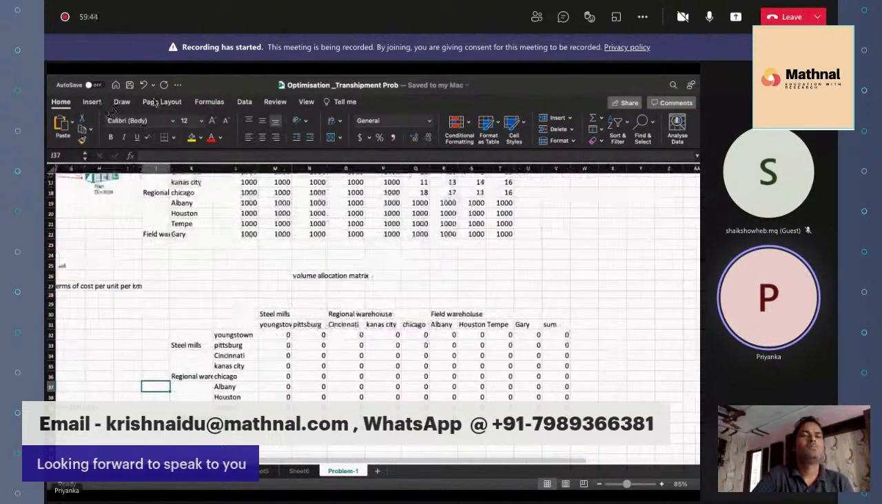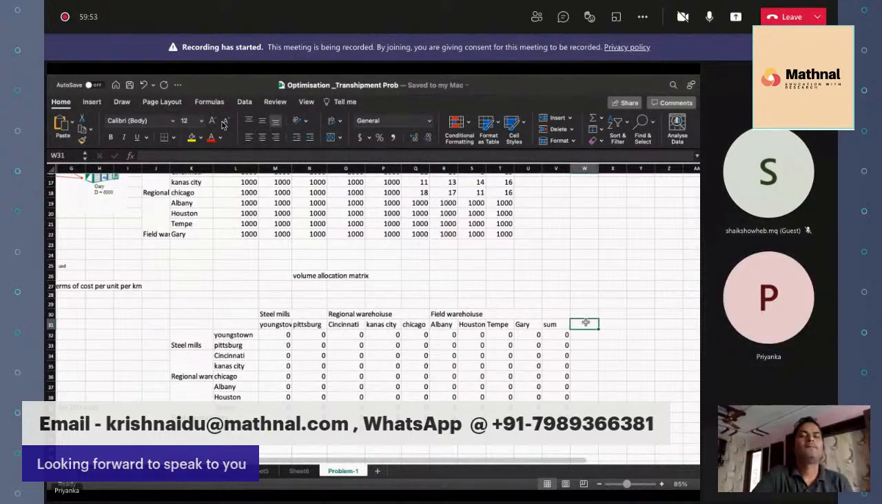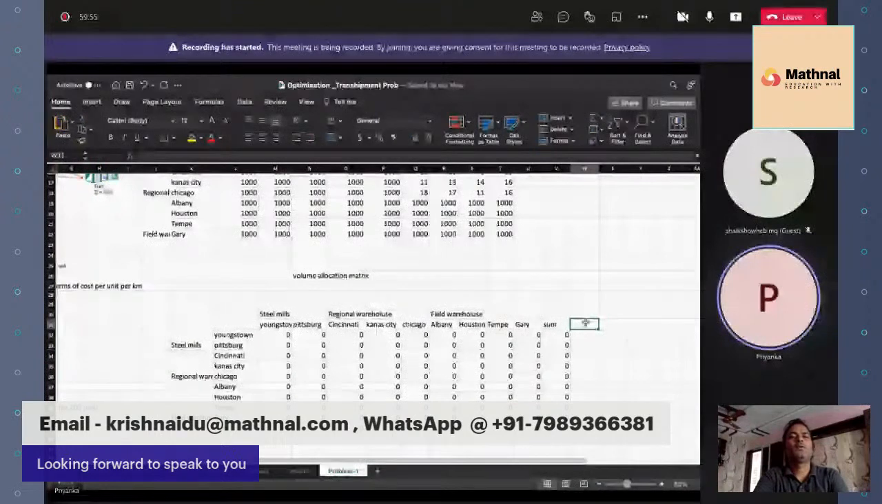Anyways, so now this is the sum of the row and the sum of the column. Now what is allocation? We put a constraint, right? So what is the supply? How much supply?